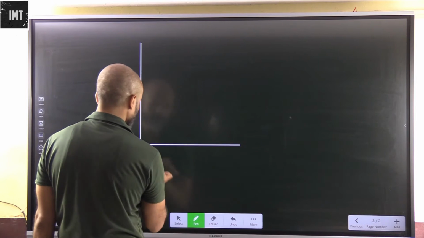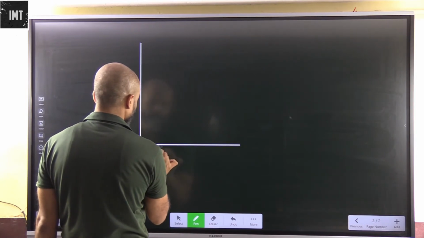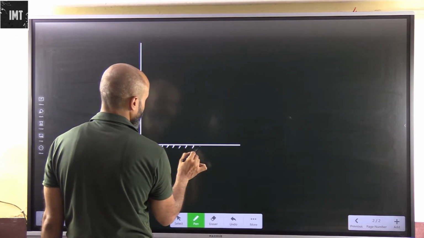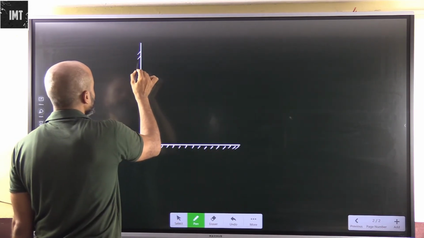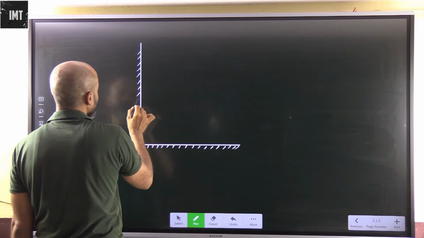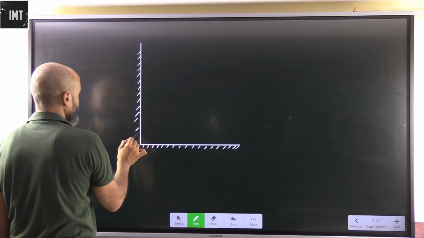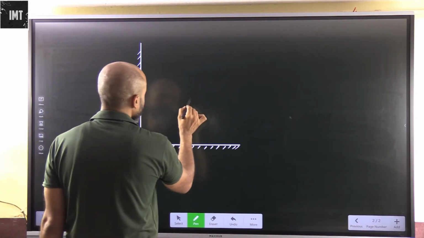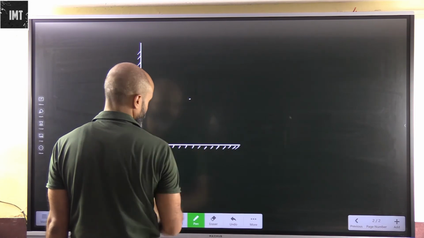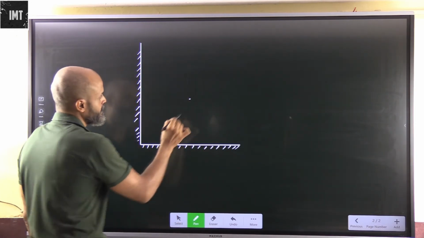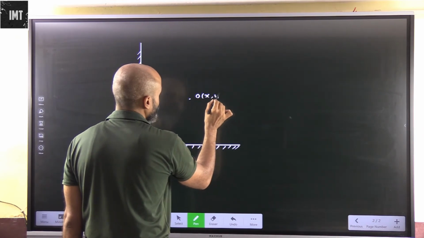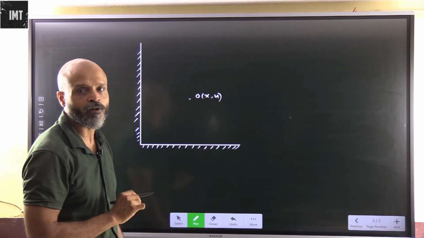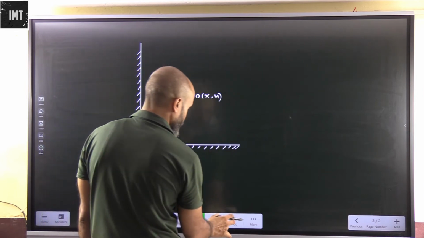If I happen to draw, this is the reflecting surface of one mirror, and this is the reflecting surface of the other mirror. Okay, so let's say we have a point object somewhere here, and let's say the coordinates of this point object are x and y.